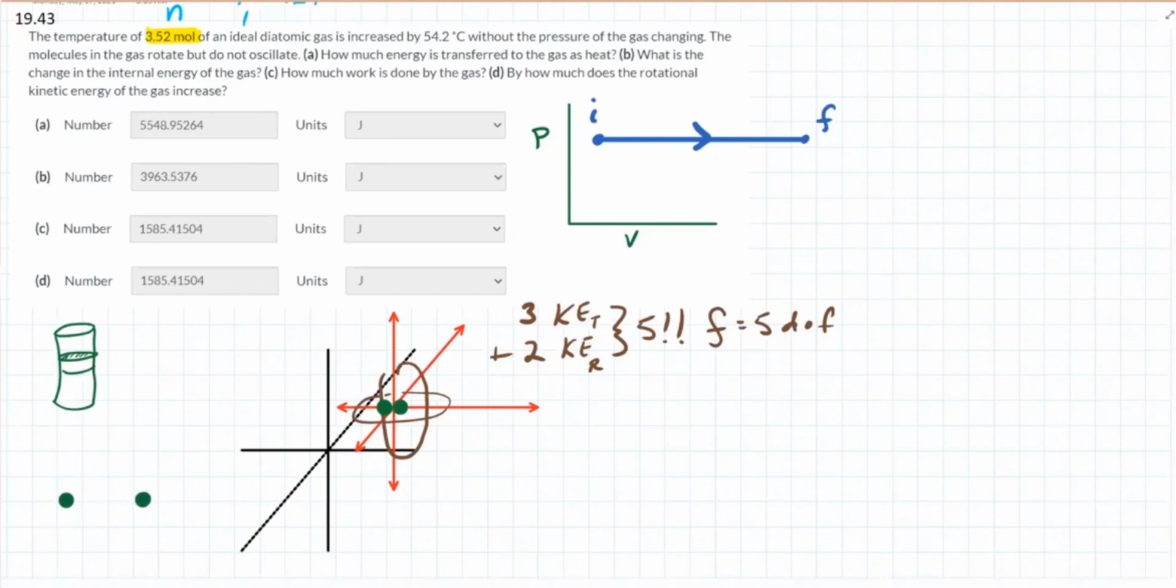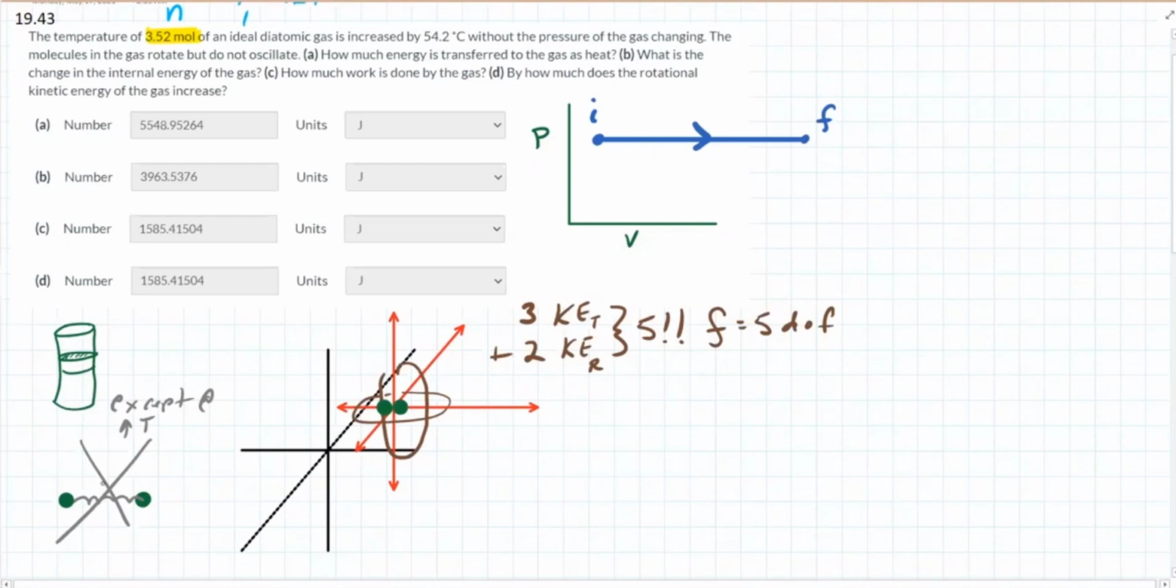That only happens at ultra high temperatures. So we tend to ignore the oscillatory degree of freedom, except at really high T. Because if the temperature gets crazy high, then these 2 atoms will start springing back and forth, again, like a slinky.